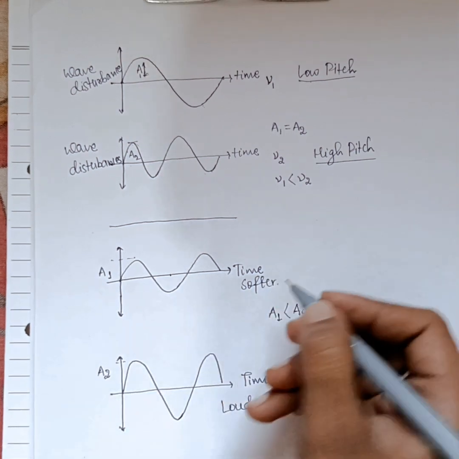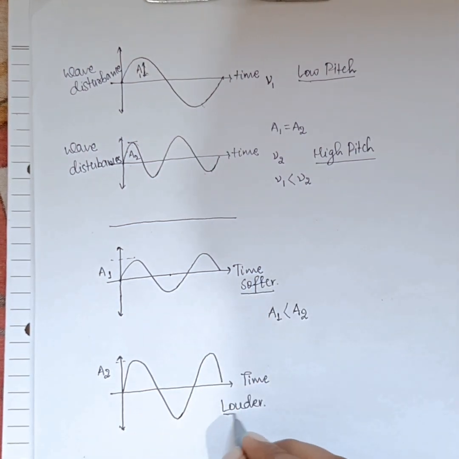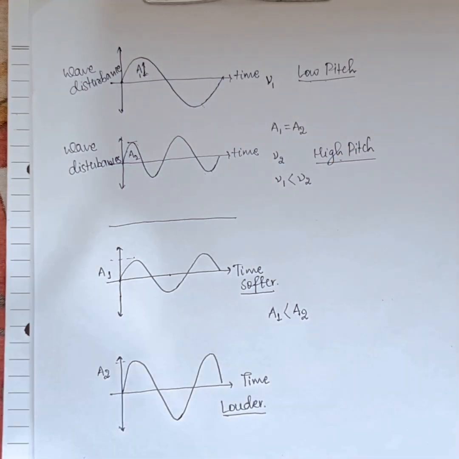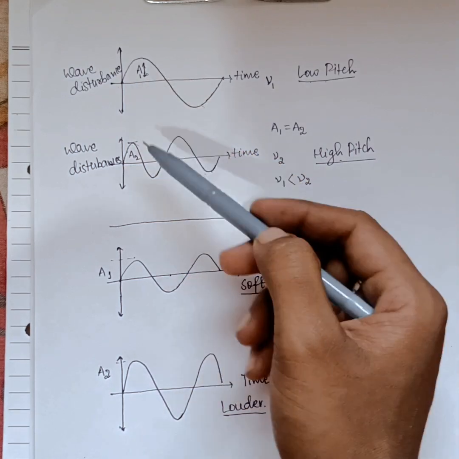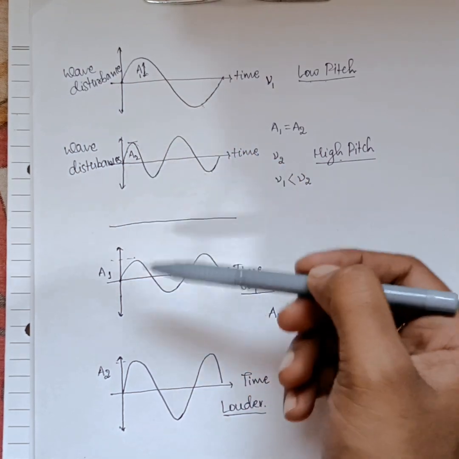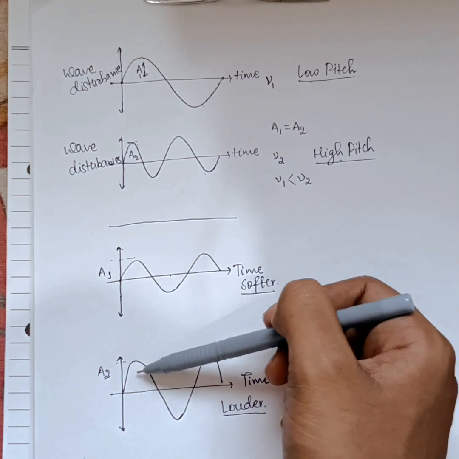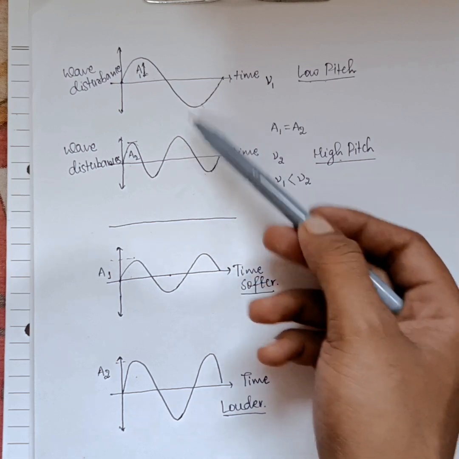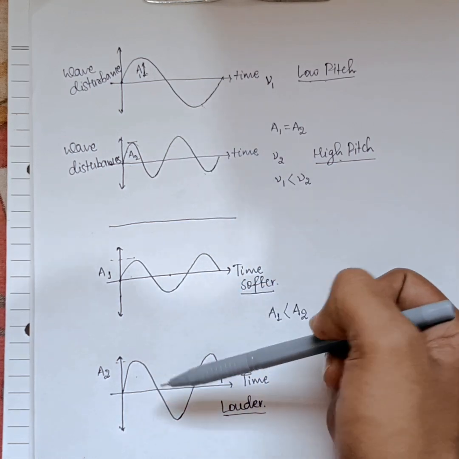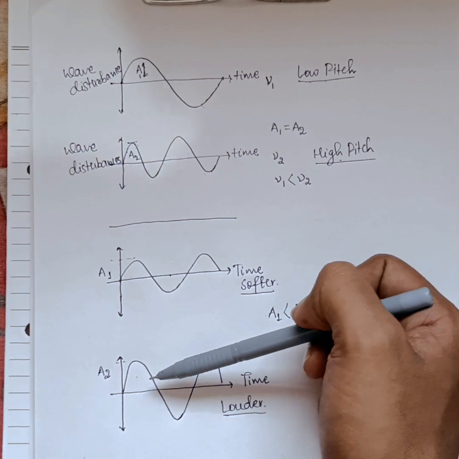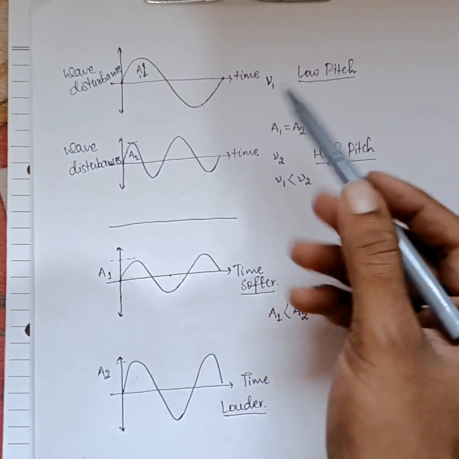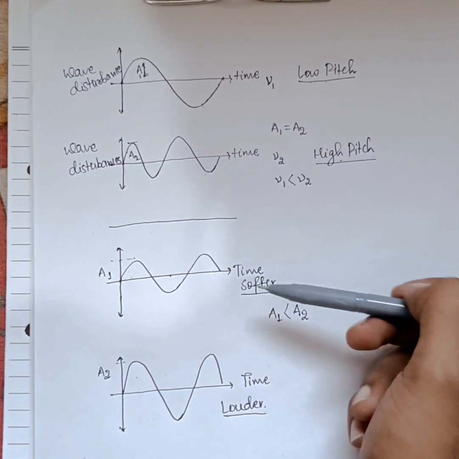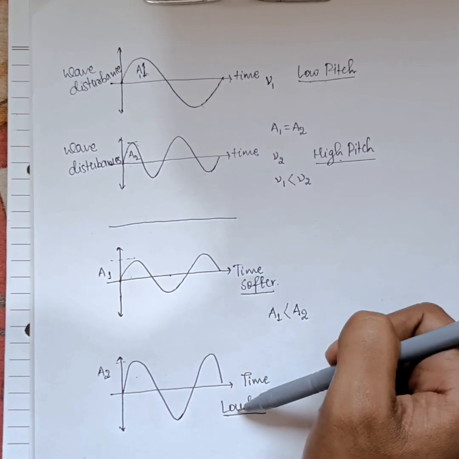So we have studied two things. One is loud sound and soft sound, and the other is low pitch and high pitch. Here we have considered the amplitude of both the waves to be the same, and here the amplitude of the waves is different. Here the frequency of both the waves is different, and here the frequency of both the waves is the same. In this way we have studied two things: low and high pitch waves, and softer sound and louder sound.